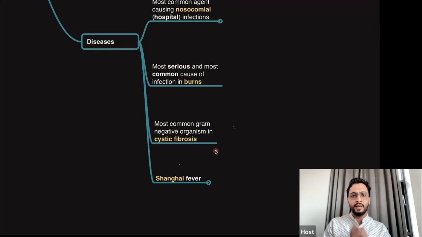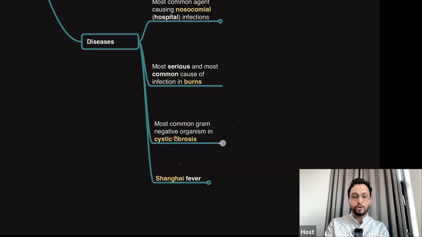Just remember it like this: the patient is burnt, the patient is taken to the hospital, so then it is a hospital infection, a nosocomial infection, isn't it? Another is most common gram-negative. We studied this is a gram-negative organism.